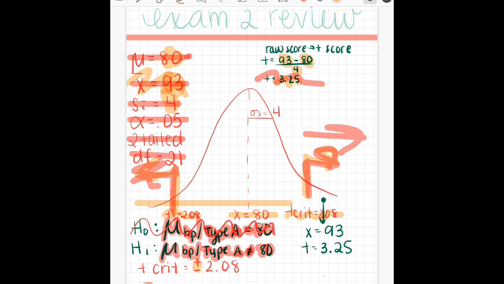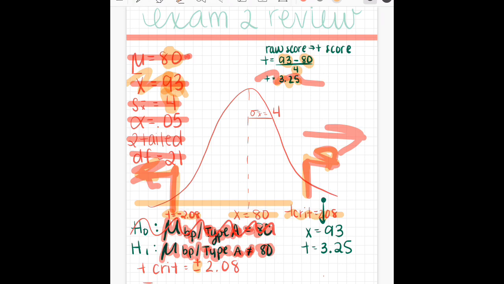Remember that you will have to bring a calculator with you to the exam. That's not provided, and you can't use your phone. You'll have to use an actual calculator. So we got positive 3.25 as the T-score related to the raw score of 93. So when X is 93, T is 3.25.